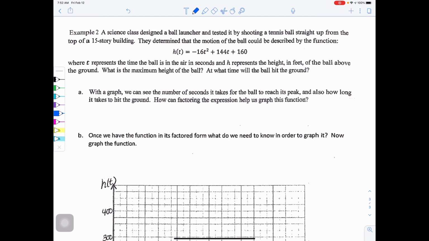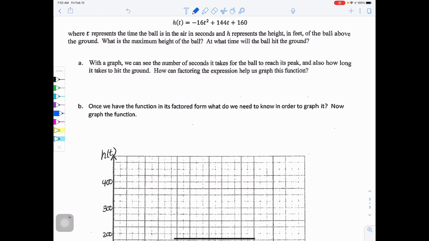So we're going to answer these questions by going through our different parts. It says A, with a graph, we can see the number of seconds it takes the ball to reach its peak, and also how long it takes to hit the ground. How can factoring the expression help us graph this function? Now remember what factoring does. You set the equation equal to 0, and you solve for x's. If you're solving for x's, that means you're finding the roots. So it will help us find the roots of the graph.